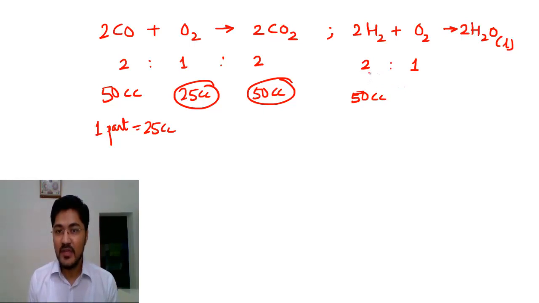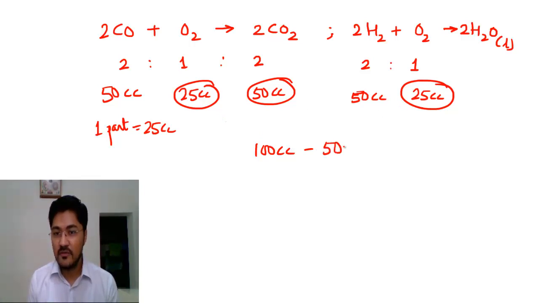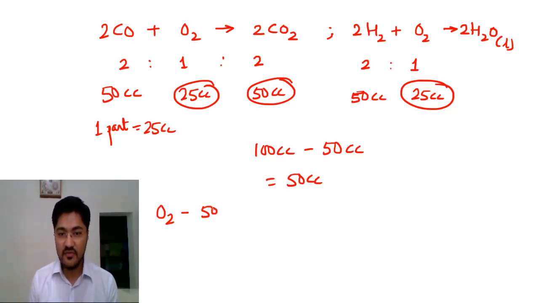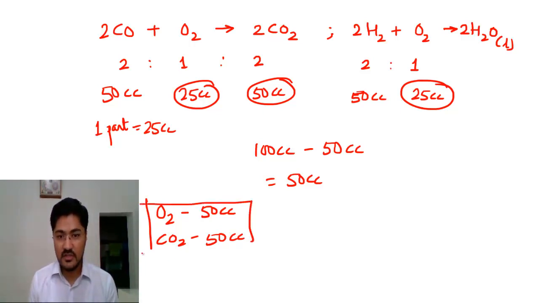And here again, if 2 parts is 50 cc, then one part would be 25 cc, and 25 cc of oxygen will be consumed again. But the total oxygen given to us is 100 cc. So 100 cc minus 25 plus 25, that is consumed, will give you 50 cc. So in the resultant you will get oxygen as 50 cc, you will get carbon dioxide as 50 cc, and that's the final composition of the resultant, that is the products.